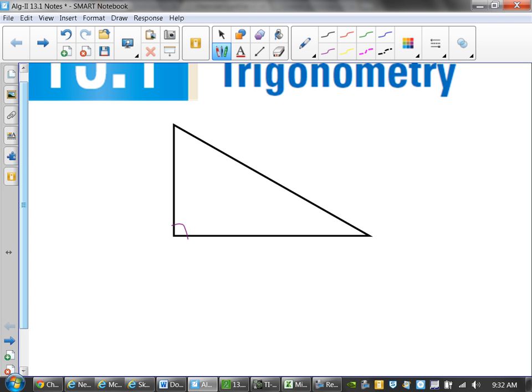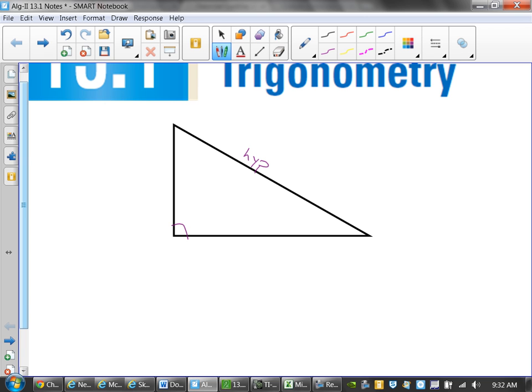The one part of every single right triangle that never changes is the hypotenuse. Do you agree? The hypotenuse is always going to be located across the right angle. So your hypotenuse will always be located across from the right angle. That never changes.